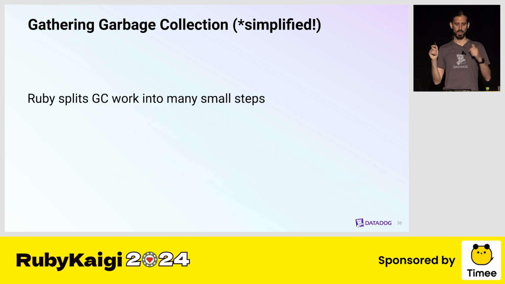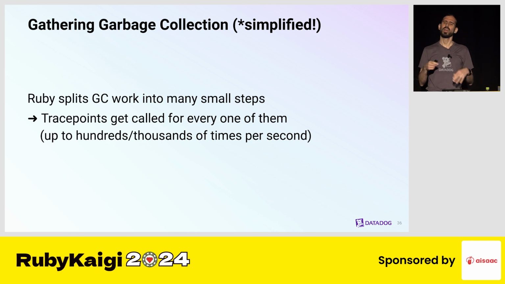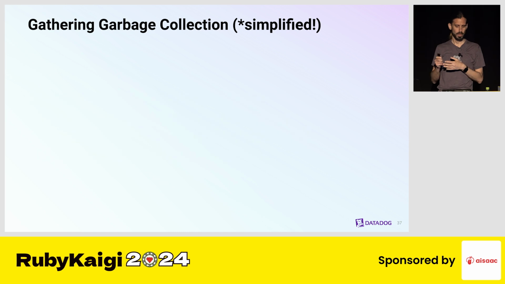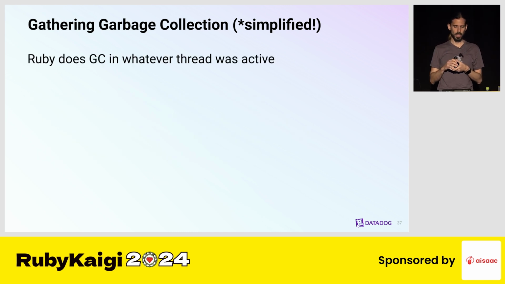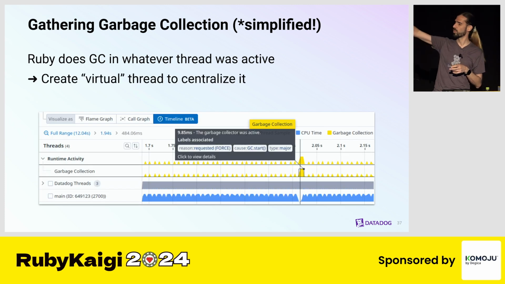And the idea is that Ruby actually splits the GC work into many steps because the Ruby GC is incremental. So we need to be careful because these trace points can get called for every one of these steps. I've seen it being called hundreds or even thousands of times per second in micro benchmarks, but it can get very high. So you need to do some work to batch the work that you do so that you keep the overhead low. The other interesting key is that Ruby does GC in whatever thread was active, but actually we create a virtual thread to centralize it, so we show it in a different line.